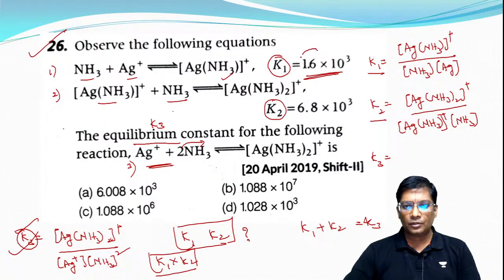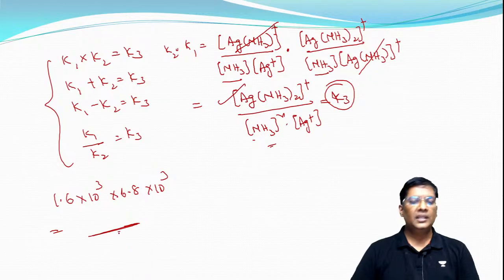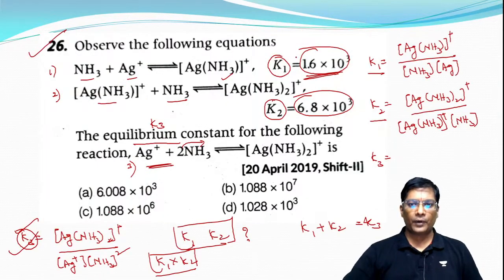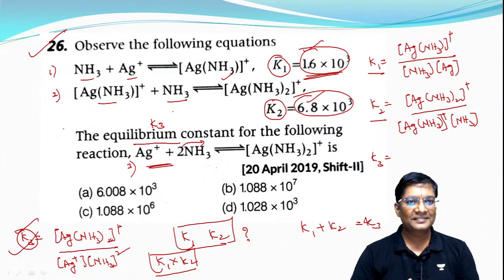So what is the K1 value? This is the K1 value, and K2 is this: 1.6 into 10 cube into 6.8 into 10 cube. If you solve this, you will get the correct answer. No doubt about it. Anyone please tell me the correct answer? 1.6 into 6.8. Use calculators or logarithms. Multiply 1.6 into 6.8.